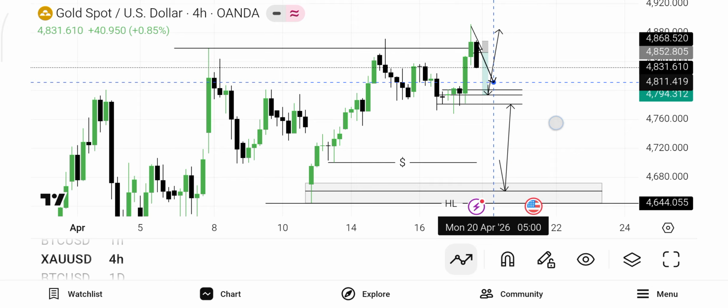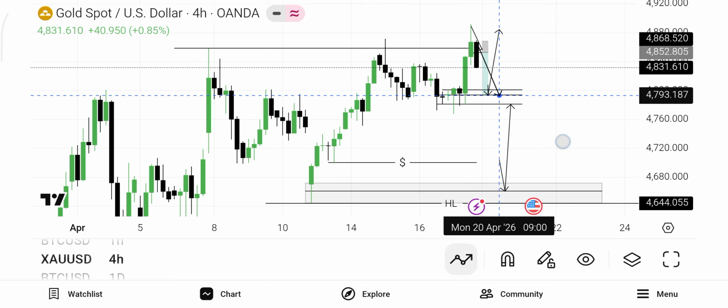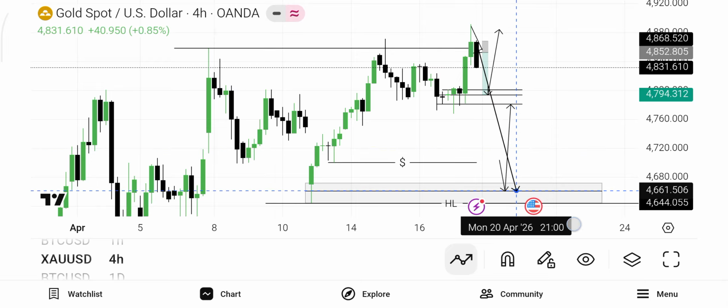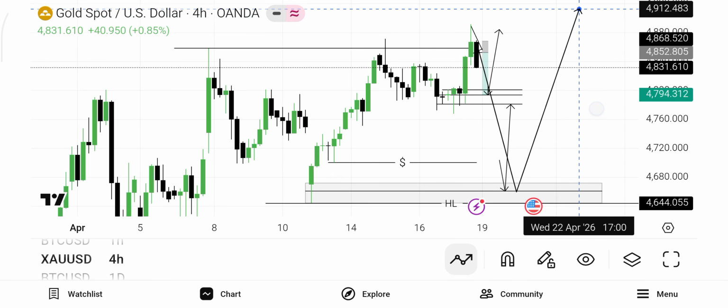I'm just passing out information that if this zone didn't hold, then you should look for a sell down to this place and buy from this place to the upside. Do you understand?